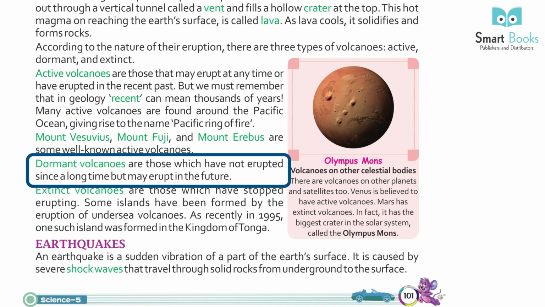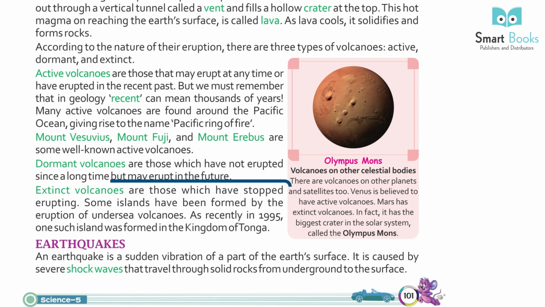Dormant volcanoes are those which have not erupted for a long time but may erupt in the future. Extinct volcanoes are those which have stopped erupting. Some islands have been formed by the eruption of undersea volcanoes. As a result, in 1995, one such island was formed in the Kingdom of Tonga.